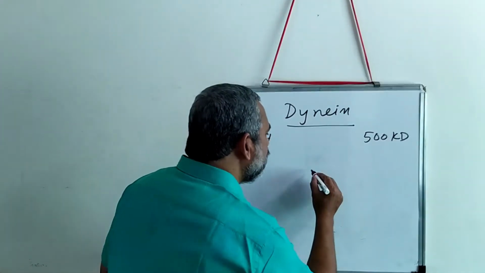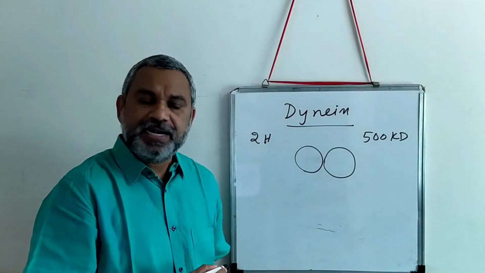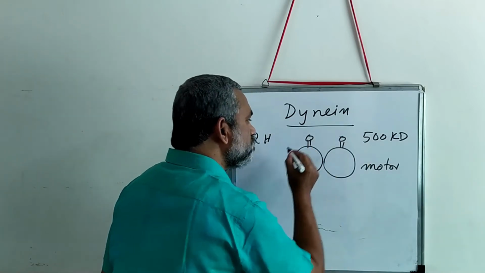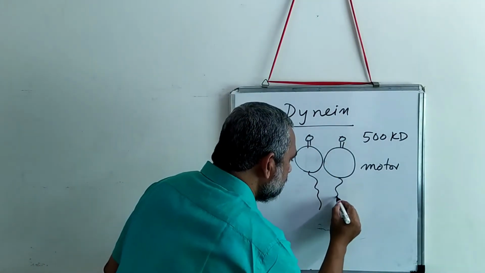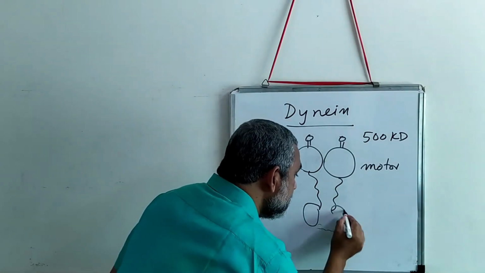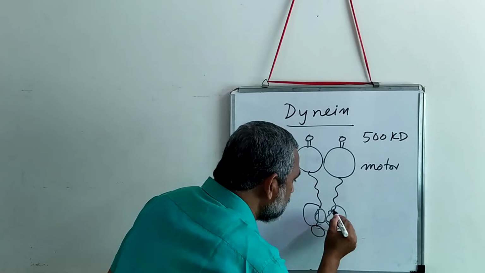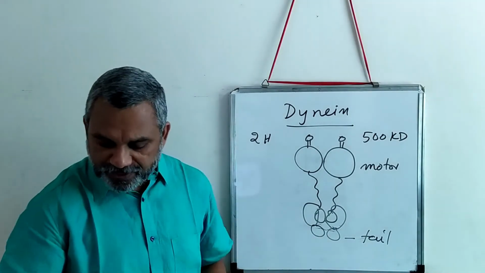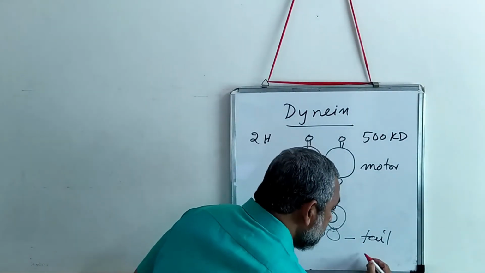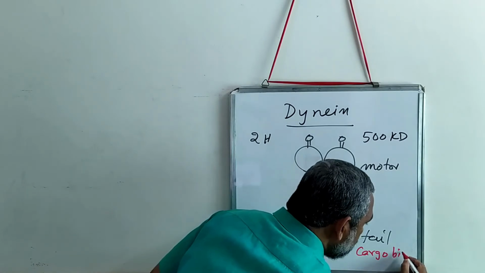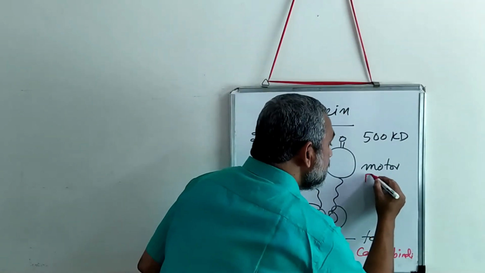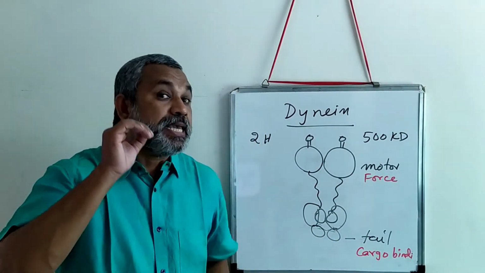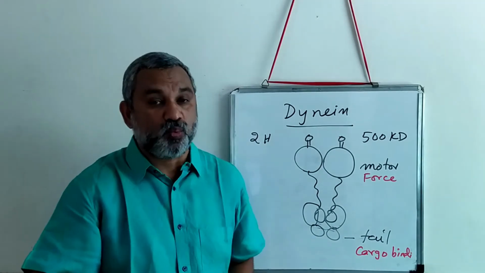The heavy chains form a kind of globular head which will act as the motor. This globular head will have a kind of a stalk, and then there are many intermediary and low molecular weight proteins present in this structure, and this portion forms the tail. As we have seen, the tail forms the cargo binding, and the motor forms the force generation unit. And this motor is able to bind to microtubules and able to walk.